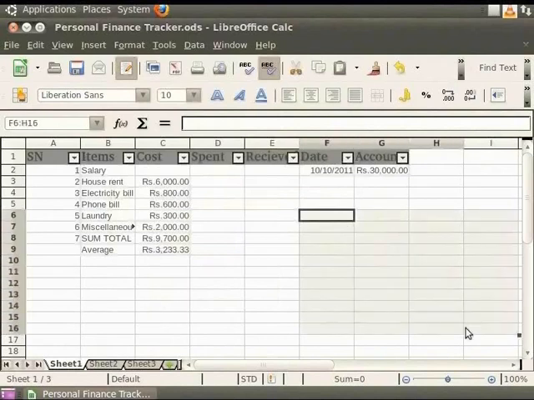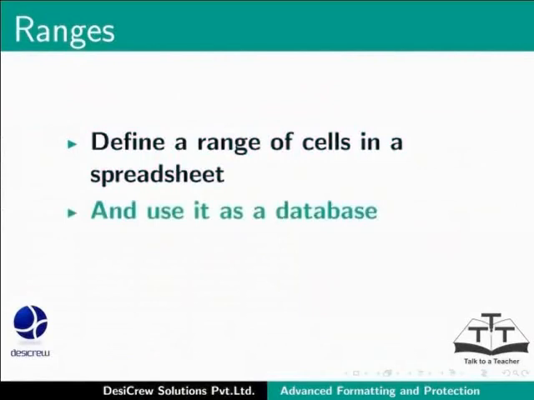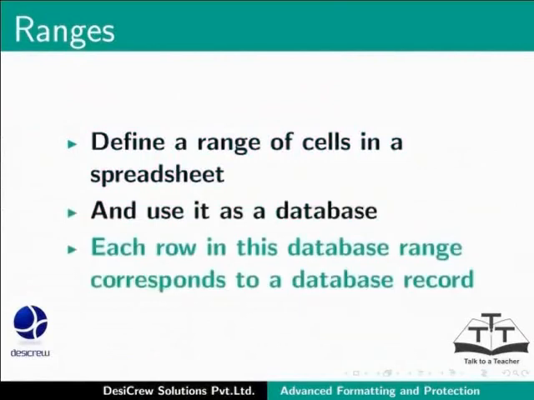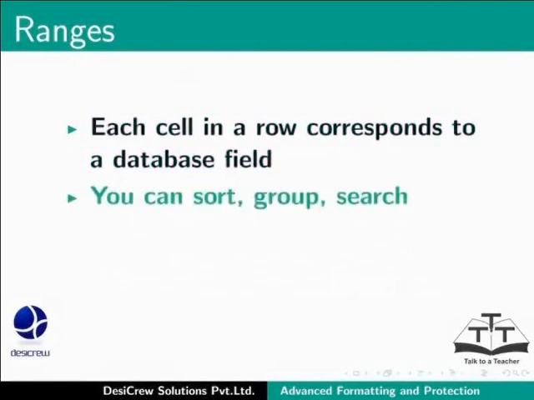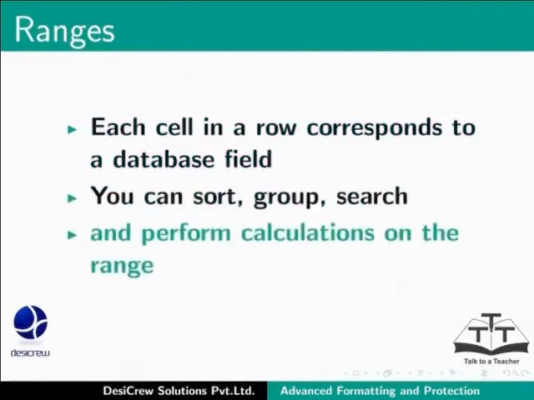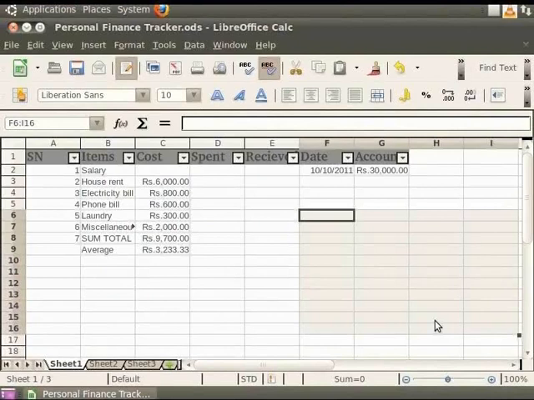Let's learn about ranges. You can define a range of cells in a spreadsheet and use it as a database. Each row in this database range corresponds to a database record, and each cell in a row corresponds to a database field. You can sort, group, search, and perform calculations on the range as you would in any database. Let's define a database in personalfinancetracker.ods and sort the data.